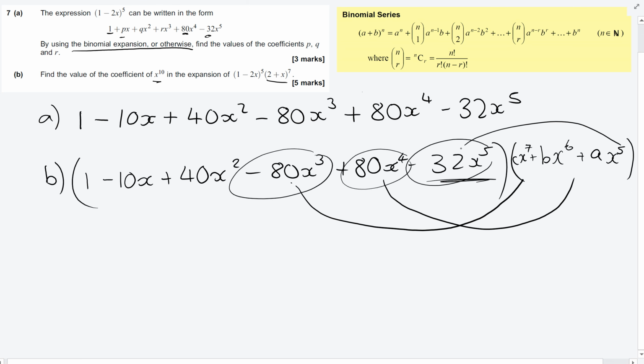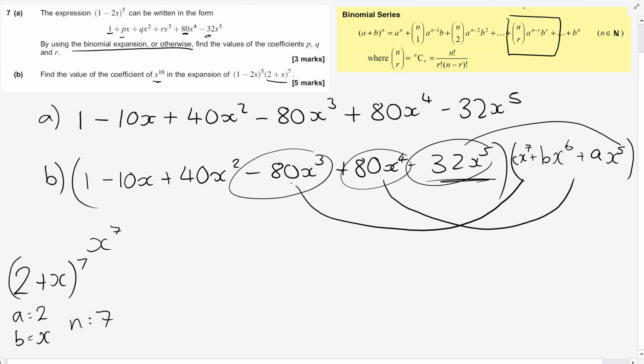minus 32 by. Okay, so to work out the x to the 7 coefficient then, we want the x to the 7 coefficient in the expansion of 2 plus x to the 7. Okay, so in this case, a is equal to 2, b is equal to x, and n is equal to 7. So the fastest way to do this is to consider this generic format for a term in a binomial expansion. So the x to the 7 term is going to be given by 7 choose.